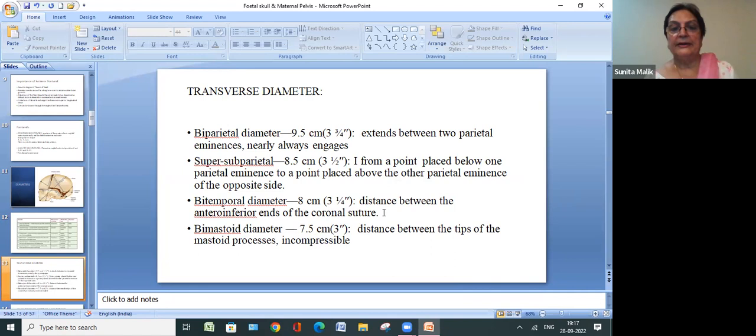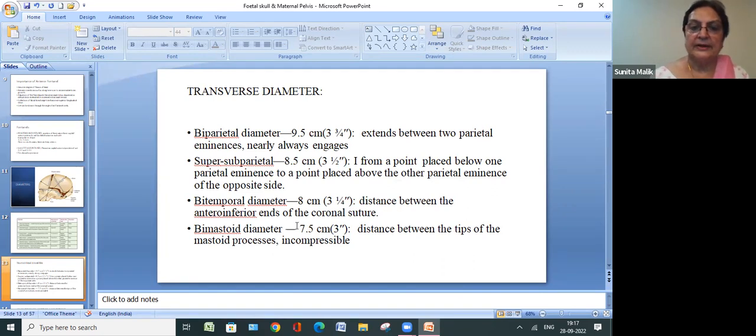And the bitemporal diameter between the two temporal bones here. So that is 8 centimeters, between the inferior ends of the coronal suture, and bimastoid diameter is 7.5 centimeter, the distance between the two mastoid processes, which is incompressible.